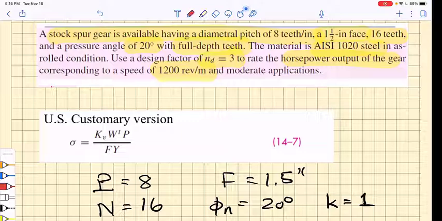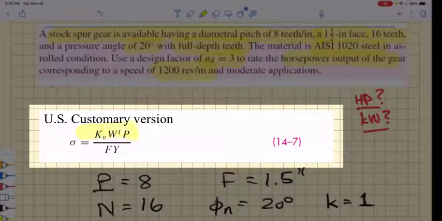So the question here is, what is the horsepower, or if we were in the metric system, what would the kilowatt be for a particular gear? Taking one step back, we use the relationship between load and horsepower, or load and kilowatts. And if we're going to be doing this in the English system, because all of the dimensions are given in the English system, we're going to use the velocity corrected Lewis bending stress equation.